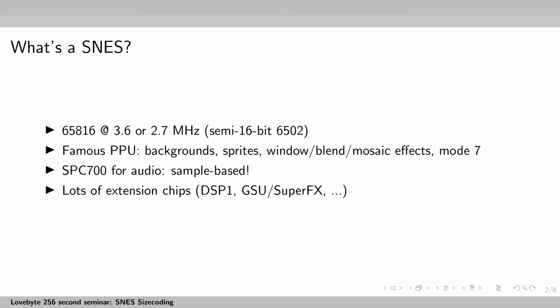The Super Nintendo has a 65816 CPU, which is basically a 6502 with 16-bit-ish data registers and bank switching support. The speed at which it runs depends on the memory you're accessing, and the Super Nintendo also has a famous PPU with a number of background sprites and a few neat effects, including Mode 7. It has sample-based audio, which was also quite neat at the time, and there are lots of extension chips for it, but you're not going to use those for size coding.